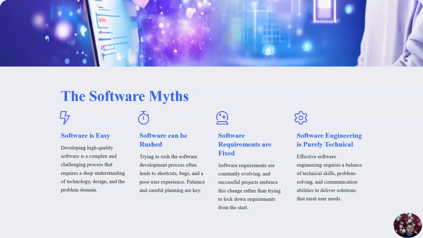Software requirements are constantly evolving, and successful projects embrace these changes rather than trying to lock down requirements from the start. Software engineering is purely technical. Effective software engineering requires a balance of technical skill, problem solving and communication ability to deliver solutions that meet user needs.